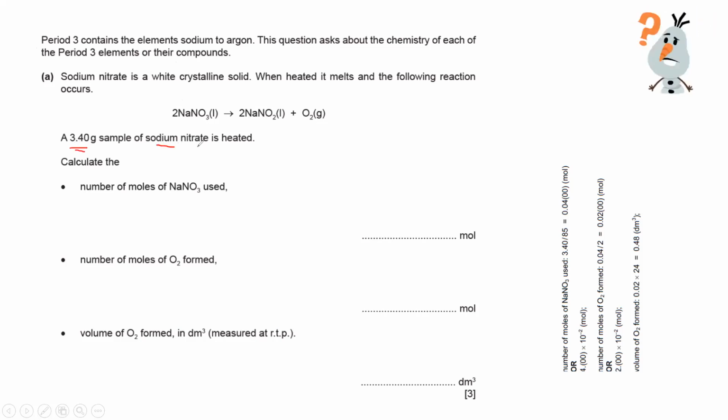3.40 grams of sodium nitrate is heated. Calculate the number of moles. So we have the mass in gram and we need the moles, so we'll use a formula. Moles equal mass in gram divided by the molar mass. We have the mass in gram, which is 3.40, but we don't have the molar mass. So how to get the molar mass of sodium nitrate? You have to check a periodic table for this.